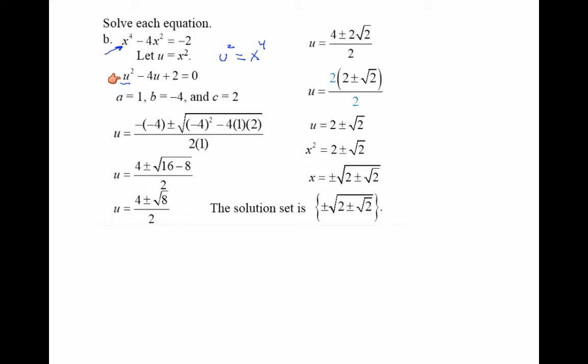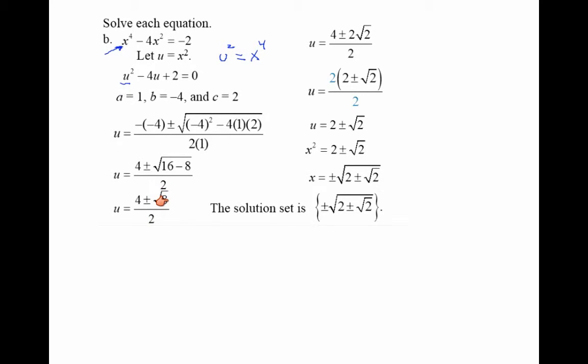I can solve this by quadratic formula, by identifying a, b, and c. These are the coefficient of u squared, coefficient of u, and the constant. And then we substitute that into the formula. If you have a problem with quadratic formula, please refer to the session on solve by quadratic formula. You need to remember the formula: minus b plus and minus square root of b squared minus 4ac over 2a. And we just simply substitute those values here, and we get 4 plus and minus square root of 16 minus 8 over 2.